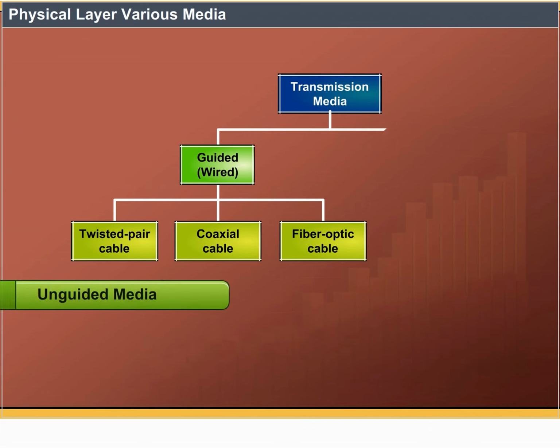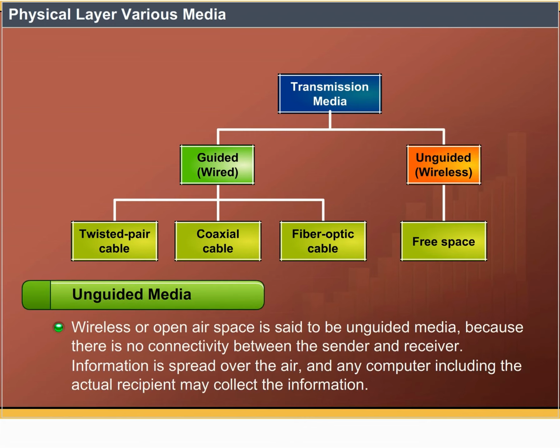Unguided media. Wireless or open air space is said to be unguided media because there is no connectivity between the sender and the receiver. Information is spread over the air and anyone, including the actual recipient, may collect the information.